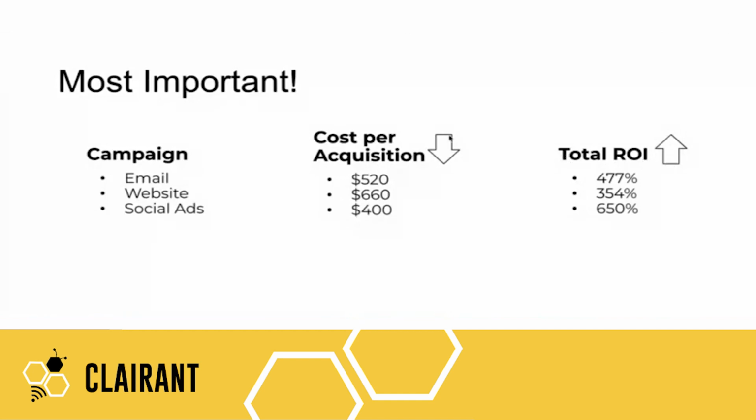So when you look at these 3 campaigns that we talked about today, your email marketing brought you in a 477% return on investment with a $520 cost per acquisition. Your website generated leads that brought in 354% total ROI and a $660 cost per acquisition. And your social media ads brought you a 650% total ROI and a $400 cost per acquisition. So it's probably very obvious, but which one do you think did the best?